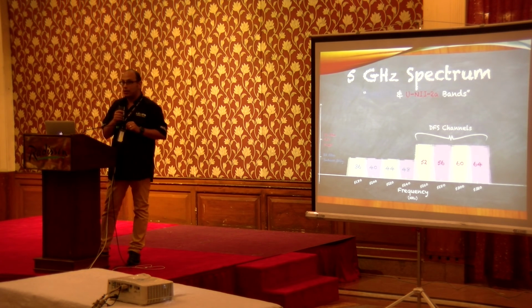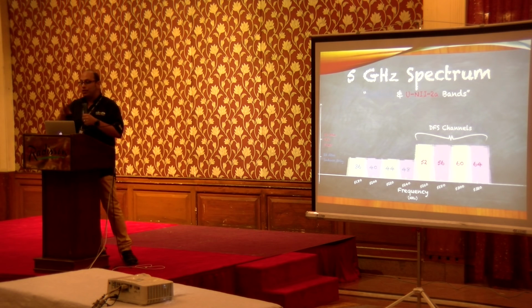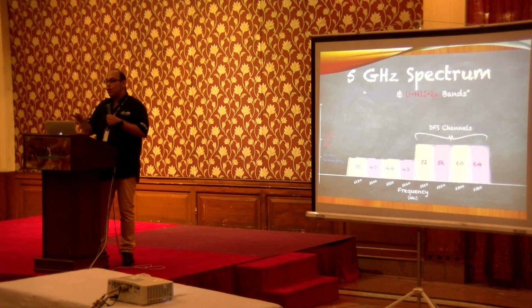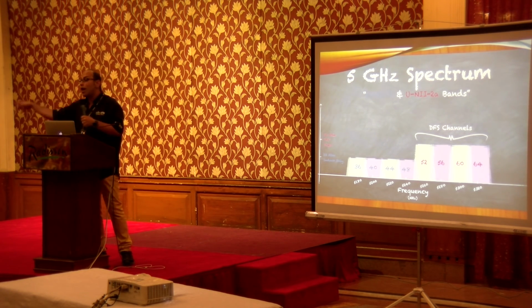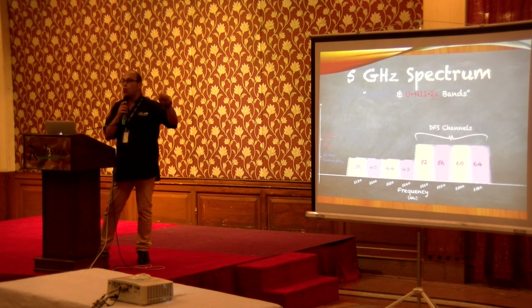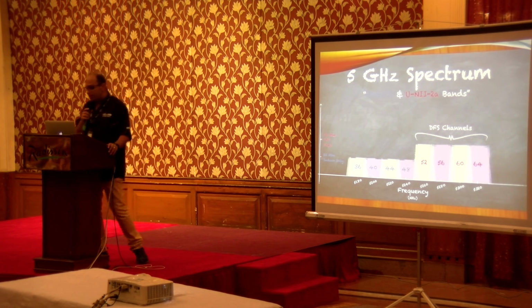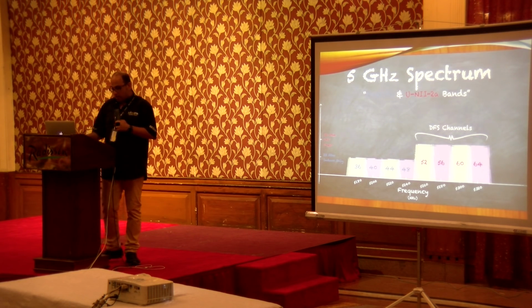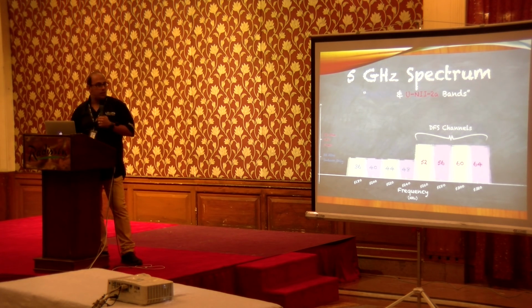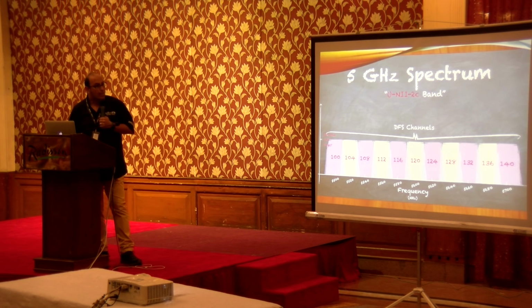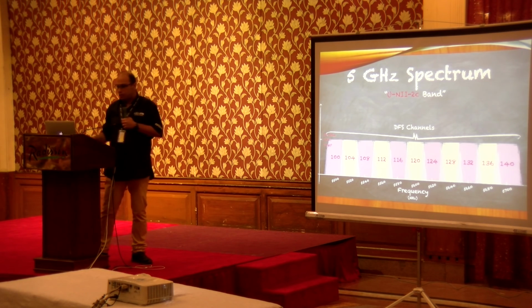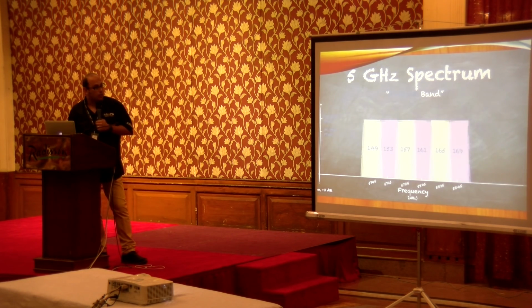Automatic channel selection, or ACS, only changes the channel when you're interfering with another wireless device, another wireless equipment. But DFS only changes if you have interfering with weather radar devices. And you see it has lots of channels. It's big range.